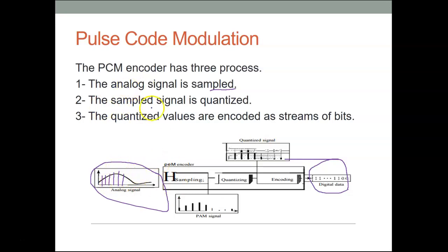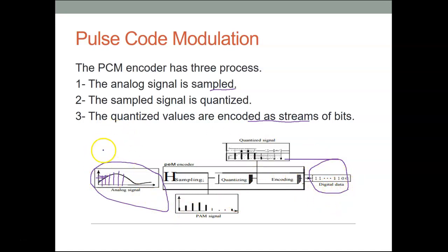And then the sampled signal is quantized. I give it a value. For example, this one is 1. This one is 1.1. This one is 1.2. What is the value for each sample? And the quantized values are encoded as streams of bits. Then these values, I change them to bits. So at the end I have this.